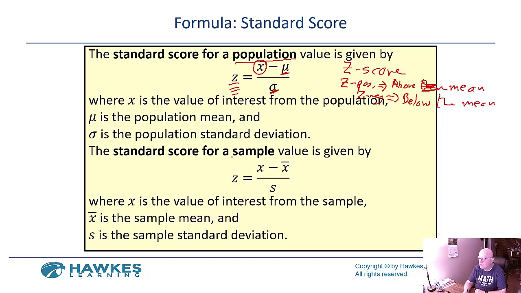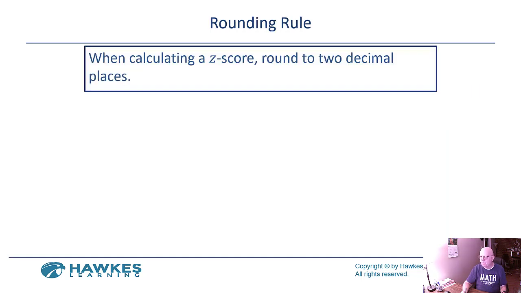And very simple for a sample, you're still taking the data item, subtracting the mean, dividing by the standard deviation, but this is the mean for a sample, it's called X bar, and this is the standard deviation for a sample. Same calculations. One thing that it enables you to do is to compare things that you shouldn't be able to compare otherwise. And it's simple. For a z-score, this is a good one to remember. Don't keep a ton of decimal places. 2 decimal places will be sufficient for z-scores.